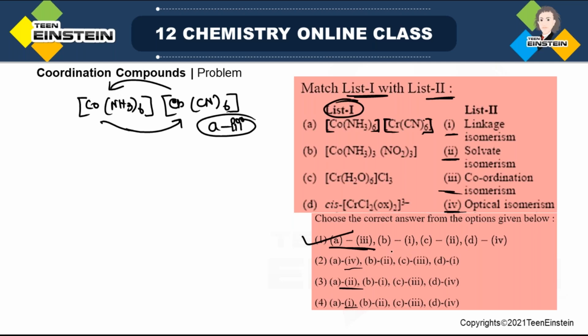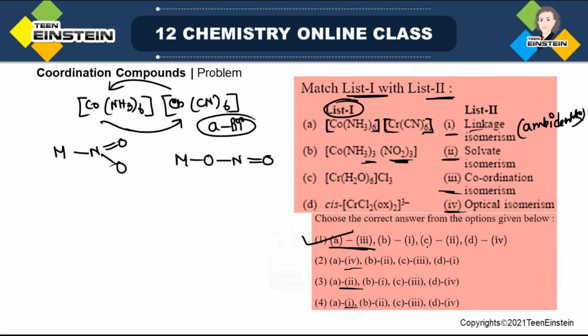It is mentioned that B is matching with 1. Now B, here you have 3 ammonia ligands and 3 nitro ligands. B matching with 1 means in 1 you have linkage isomerism. Now linkage isomerism is possible only when you have an ambidentate ligand. If you do not have an ambidentate ligand, no question of linkage isomerism. So try to see in B whether there is any ambidentate ligand or not. Yes, there is. NO2 is an ambidentate ligand, because NO2 can bind with the metal in two ways. It can bind with the metal like this, or it can bind with the metal through oxygen. So that is why it can form linkage isomers. So B is matching with 1.